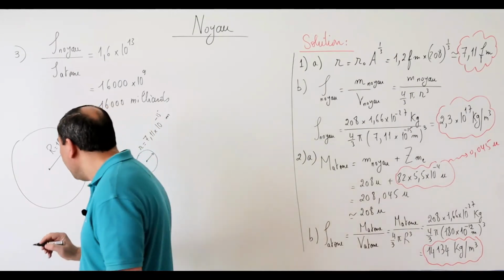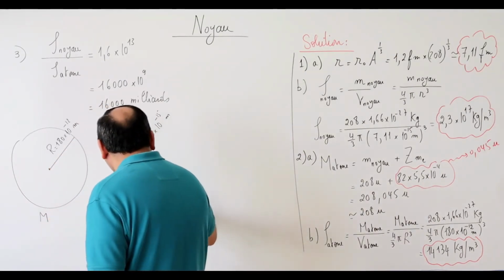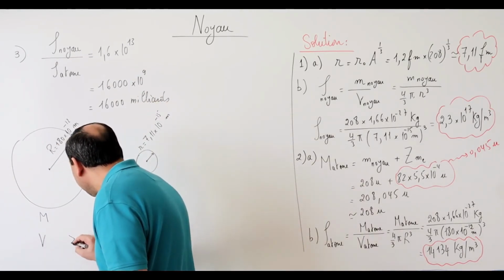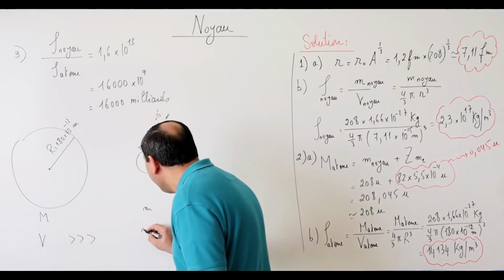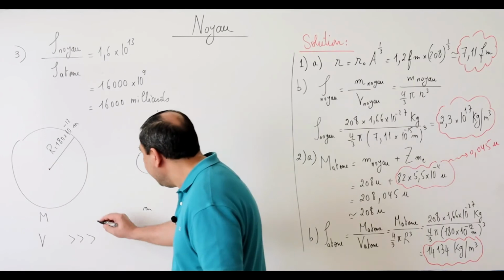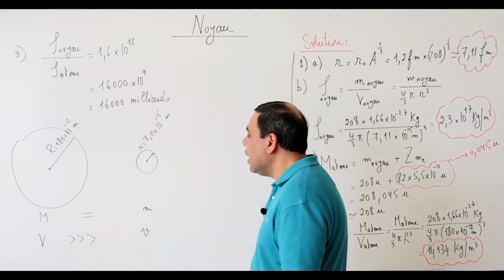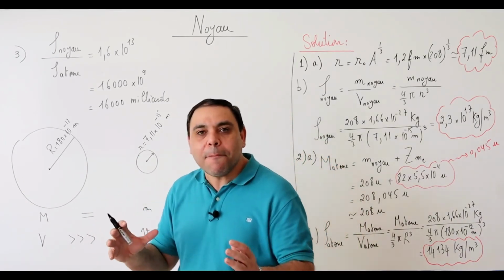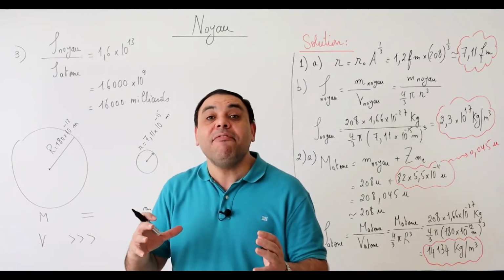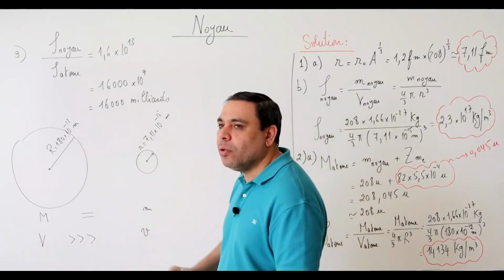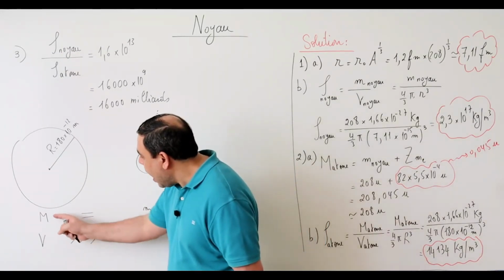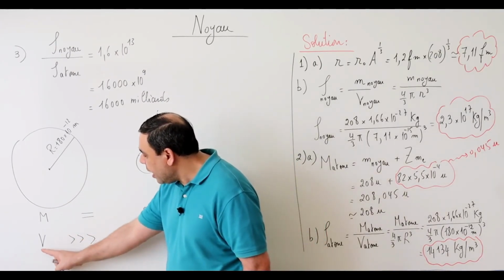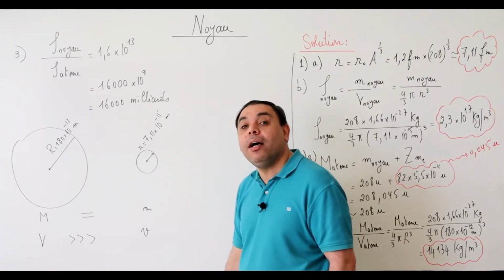But the mass of this atom is equal to the mass of its nucleus, but its volume is much greater than the volume of its nucleus. But the two masses are approximately equal. So, for the same mass, we have different volumes. The volume of this is much greater than this. In this case, m over v is much smaller than this m over v, since v here is much greater than v here.